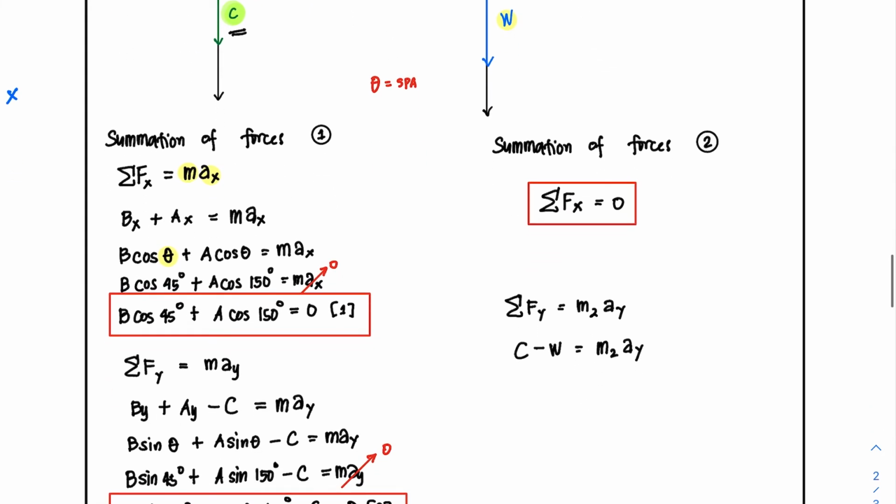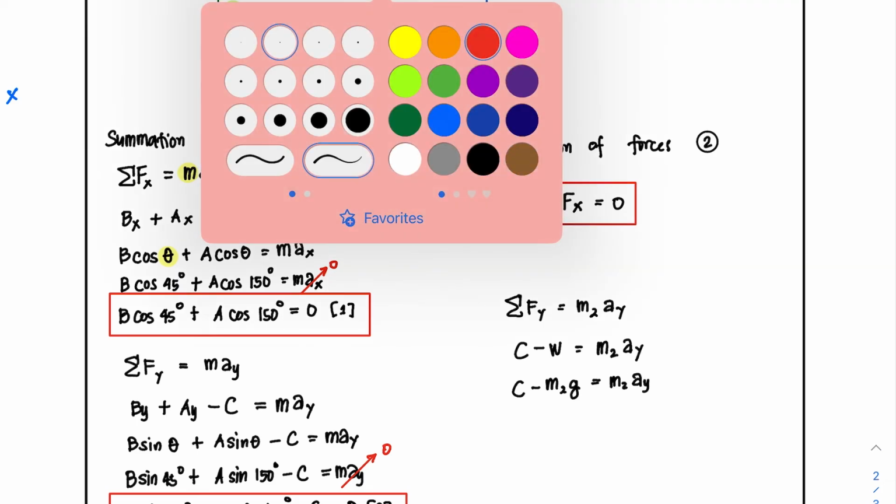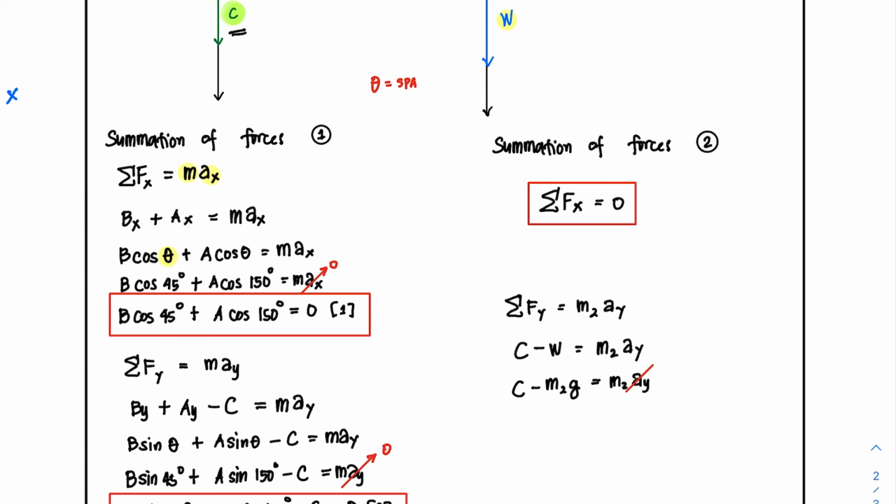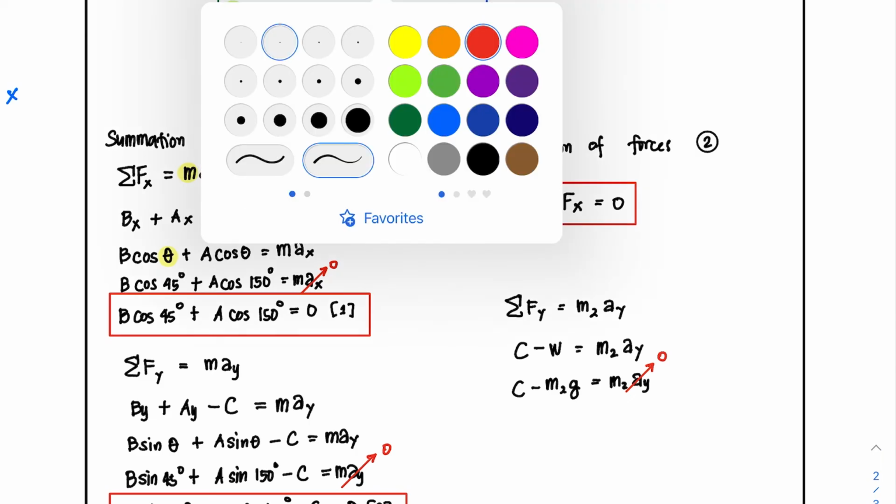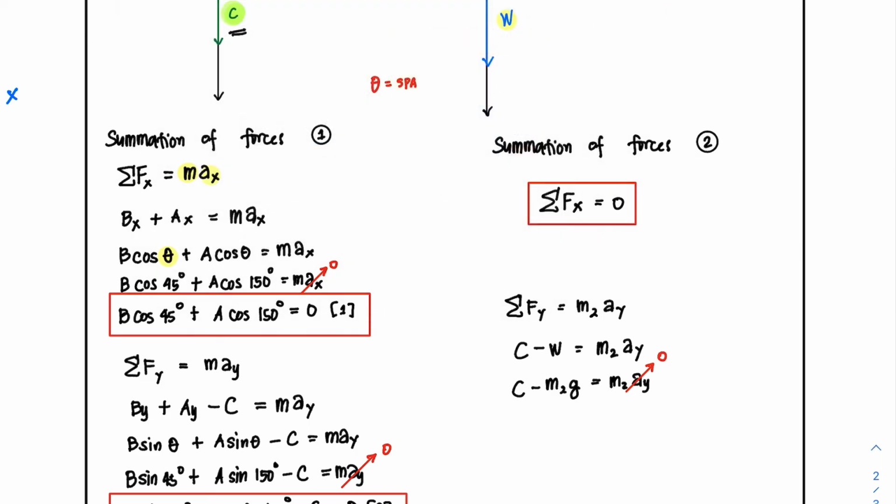Alright, so I'm just going to break down the W into mass of 2 multiplied by the acceleration due to gravity, equal to mass 2 times acceleration along Y. You also note that it's only hanging. There is no motion with respect to the y-axis, so the acceleration is just 0. So this is telling you that you have this equation: C minus M2G is equal to 0. And this is your equation number 3. So I'm just going to box it out.